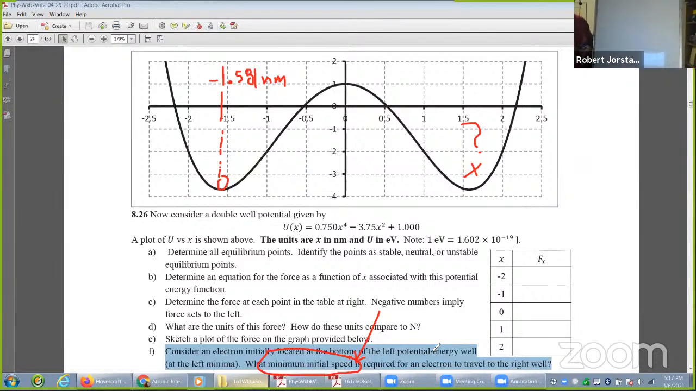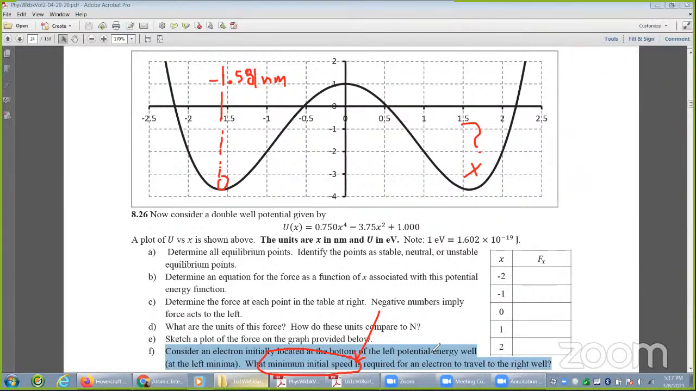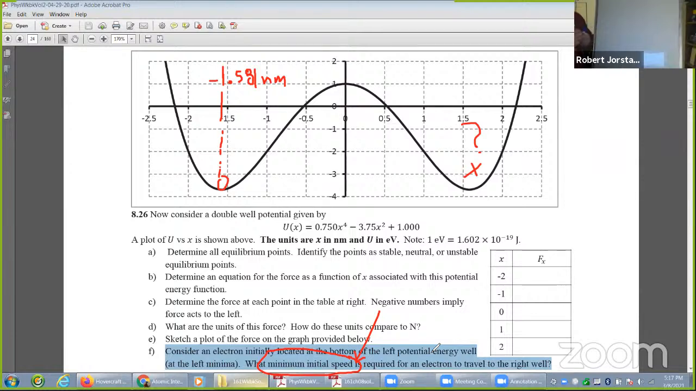How about this? What are the tools we have? We know we have kinematics, forces, and there's one other one. Chapter 7 and 8. Work and potential energy. Well done, sir.